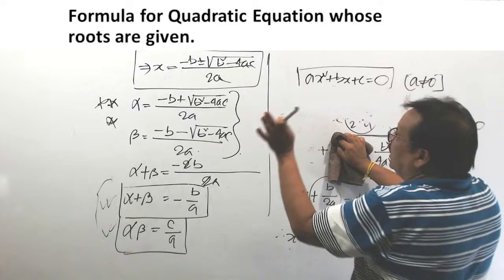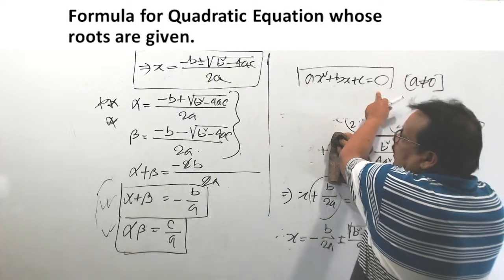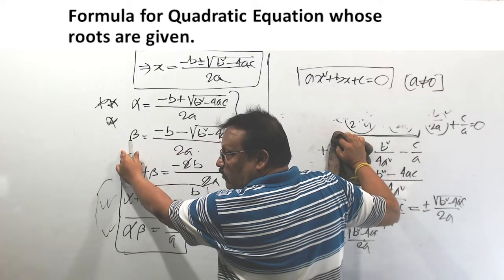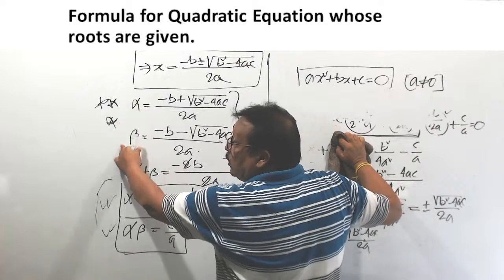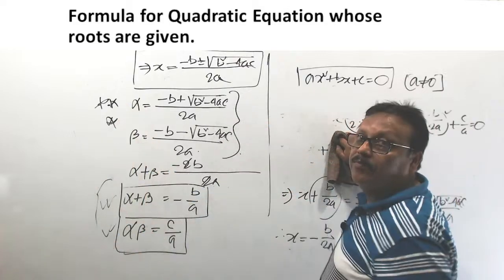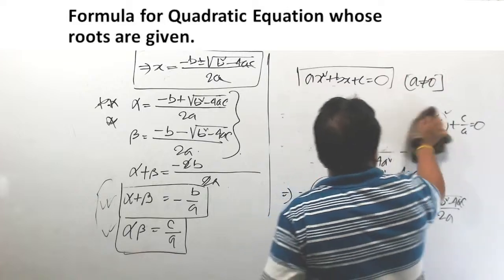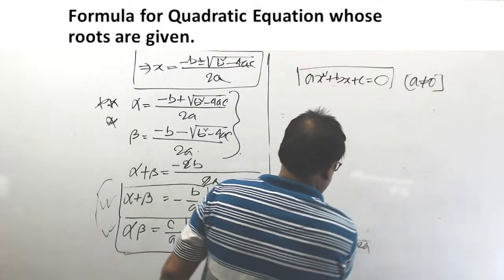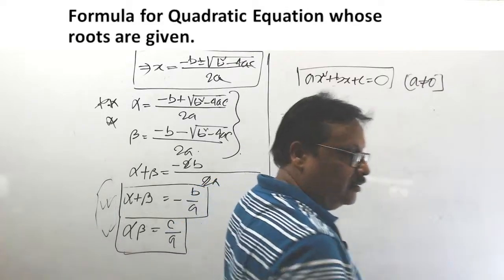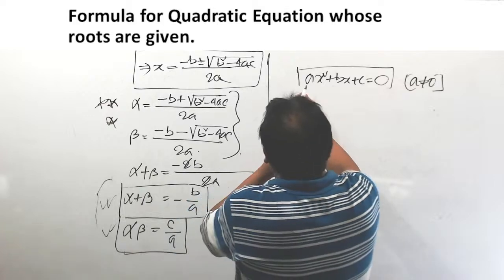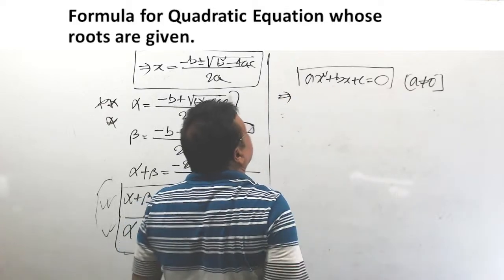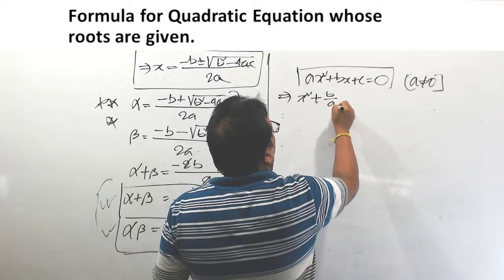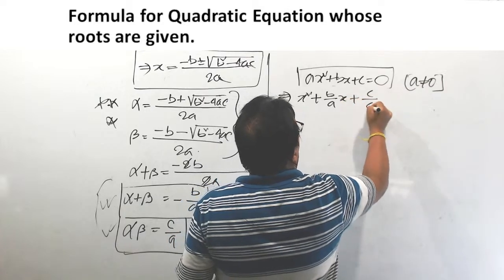That is, I am telling you again, equation is given. After solving, you got the roots alpha and beta. Reverse order, alpha and beta, two roots are given. You have to find the equation. How will you find? What is that formula? Showing you. Okay. See, from this equation, just like before, divide both sides by a, that is x square plus b by a into x plus c by a equal to 0.